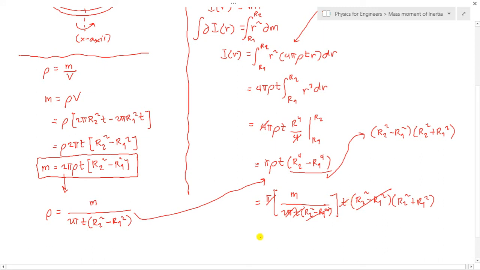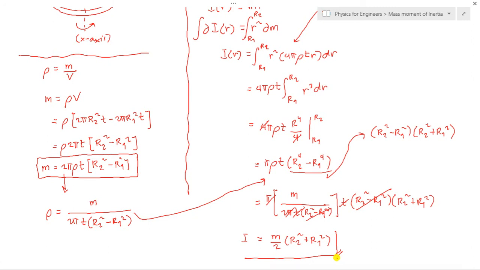Therefore, our mass moment of inertia for a ring is mass over 2, with the 2 at the bottom, multiplied by the sum of the squares of the radii. That is the mass moment of inertia for the circular ring. Any questions?